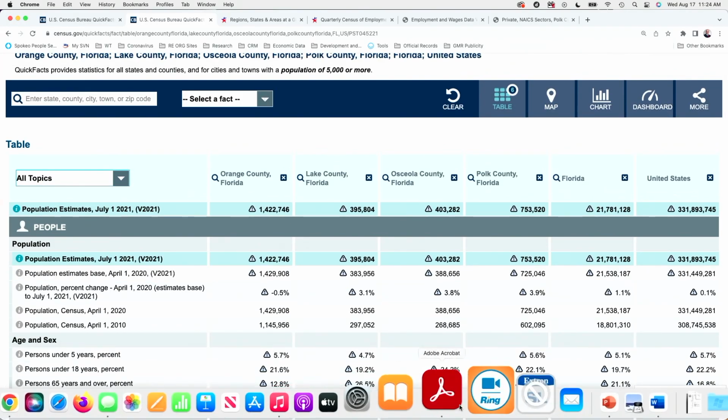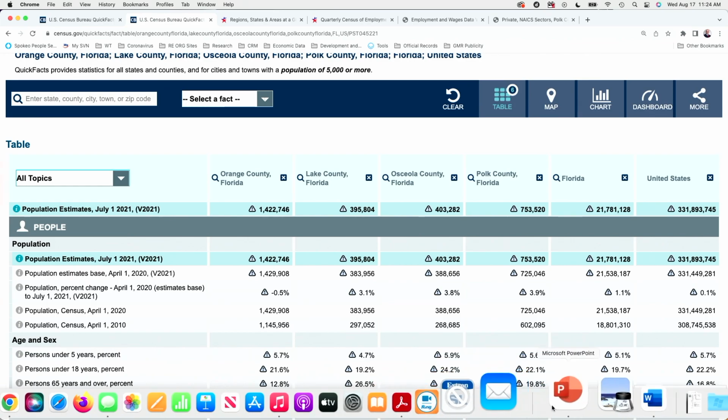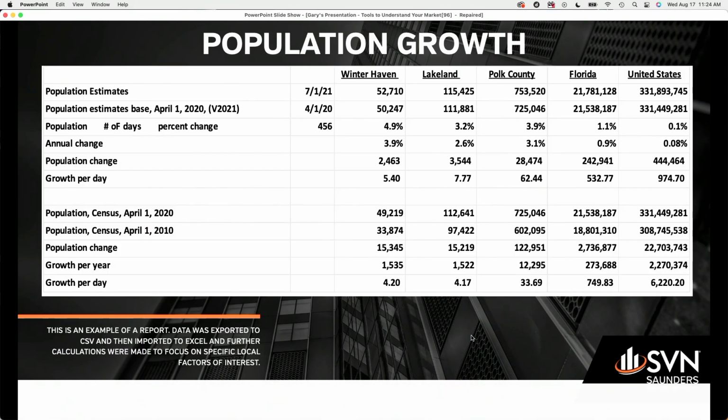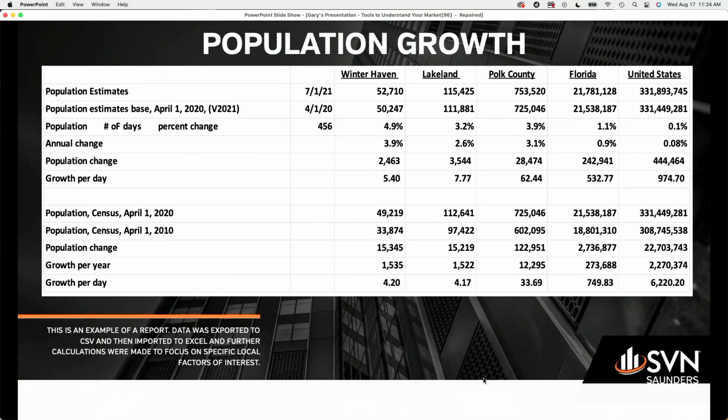Let's go back to our slide presentation for a moment, and we have a couple of drill down analytics. You can take the information from Census Quick Facts and export it to Excel so you can do a little more analytics. And that's what we're sharing with you here. The last algorithm update from the Census Bureau was 456 days. So you can see the population change, the annual change, we've annualized it, and the growth per day. And that's rather amazing when you think about it.